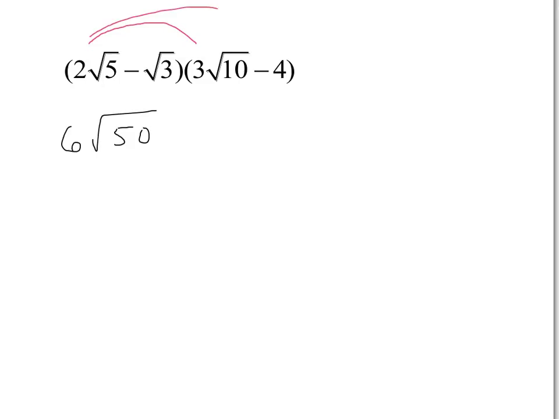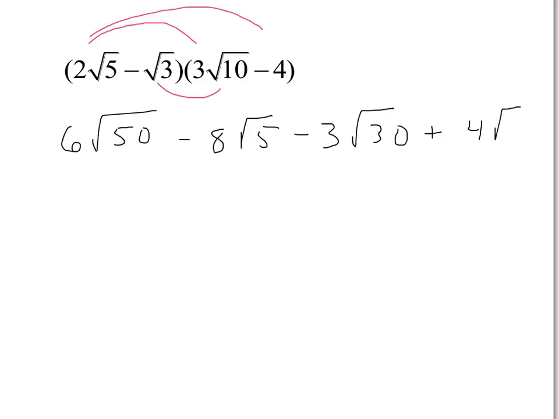Next I'll do the outsides. So 2 rad 5 times negative 4. I'll just multiply 2 times negative 4 to give me minus 8. And then the rad 5 stays. Next I'll do the insides. So there's only one number, 3, minus 3, and then 3 times 10, rad 30. And then the lasts, I have minus rad 3 times minus 4. Minus times a minus is a plus. And then 4 rad 3.